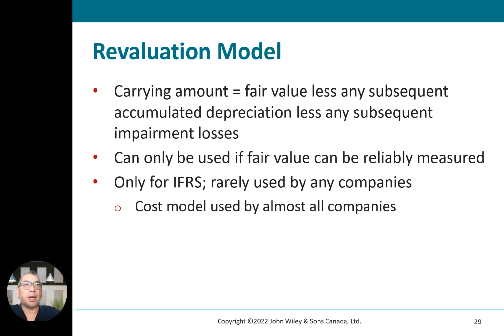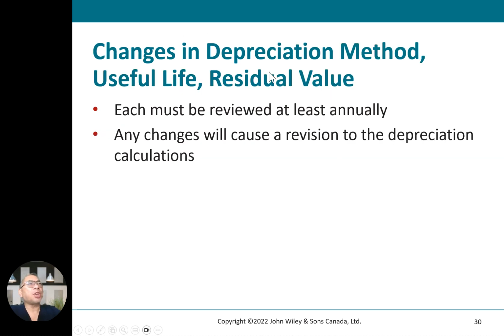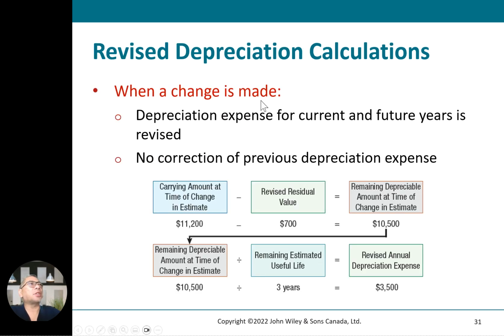These are IFRS 17. So this is the standard now in Canada for the risk reporting. Okay. Changes in depreciation method, useful life, and residual value must each be reviewed at least annually. Any changes will cause a revision to the depreciation calculation. When a change is made, depreciation expense for the current period is revised. No correction of previous depreciation expense.